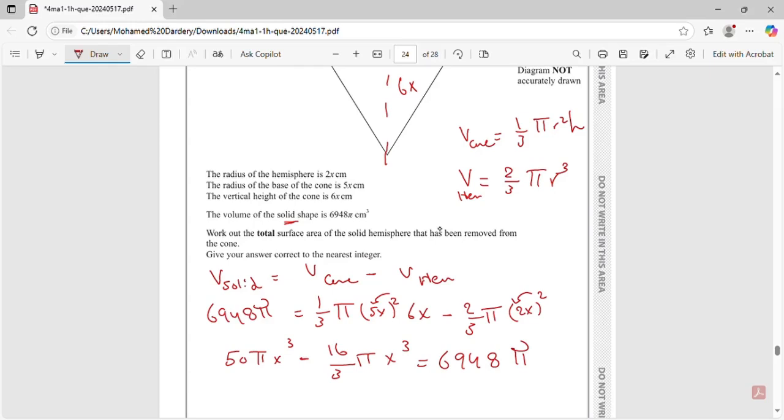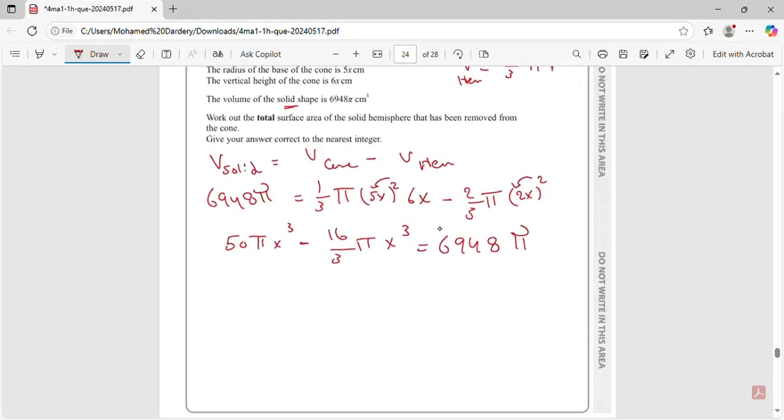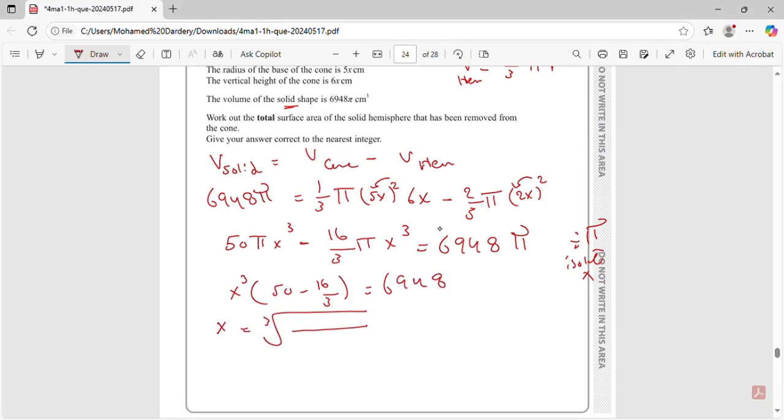all the pi from both sides, which leads us to this. In these situations, after I take x power 3 as common factor and cancel pi and isolate x, it will be x power 3 equal 6948 divided by 50 minus 16 over 3. So x only equals the cube root of 6948 divided by 50 minus 16 over 3, which, by using the calculator, is 5.378. So this is the value of x.